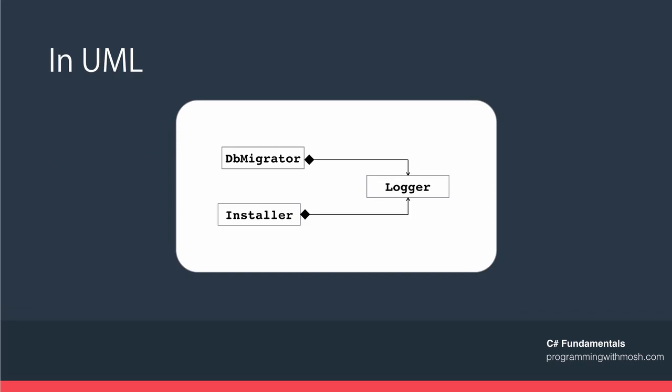So here, the logger class has the capability to log messages in a text file. dbMigrator and installer, they both have a relationship or association to the logger class. The type of relationship is composition, as indicated by black diamond on the left side of the relationship.